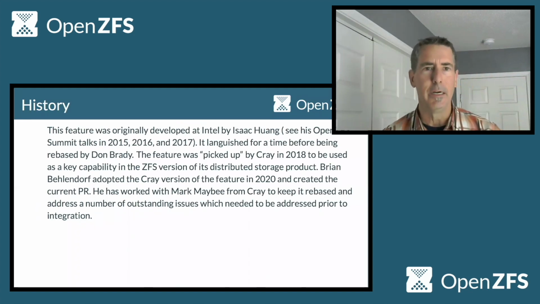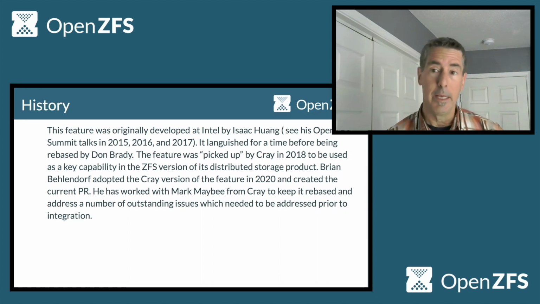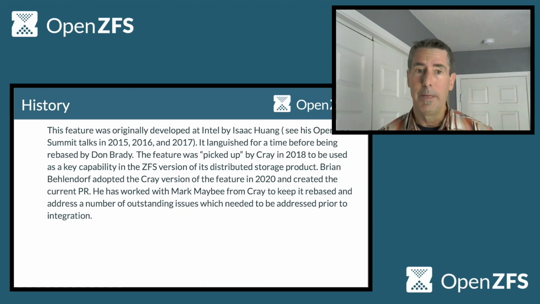So the history here, again, this is a feature that was originally developed at Intel by Isaac Wang. He gave talks on this at the OpenZFS Summit in 2015, 2016, 2017. It kind of languished for a little while, and then was rebased by Don Brady around the time he was doing allocation classes. The feature was picked up by Cray in 2018 because they wanted to use it as a key capability in a ZFS version of its distributed storage product.